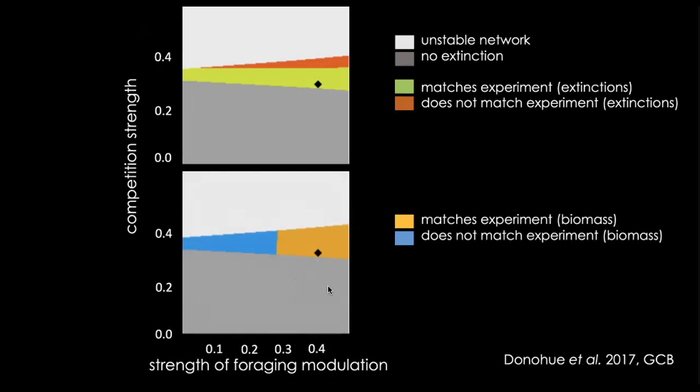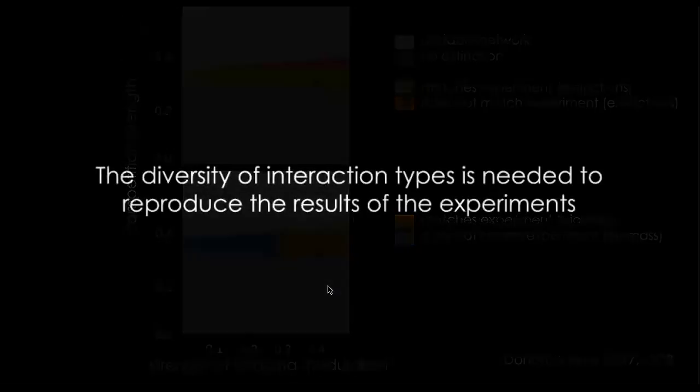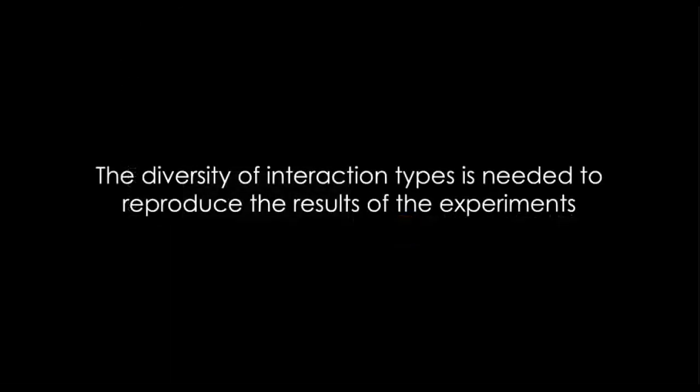So this is an example of a model where the diversity of interaction types, so both interaction types simultaneously, are needed to reproduce the results of the experiment. So it's one example of a way of resolving this discrepancy between the observations and model predictions. There might be others, but it's a way this could be resolved.